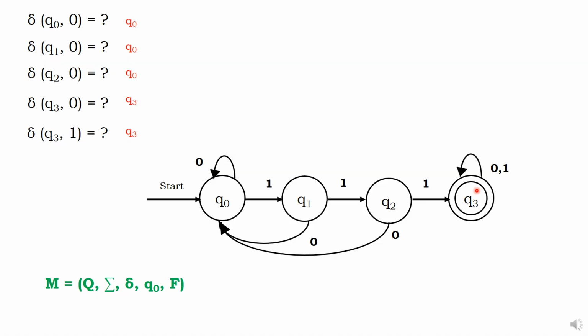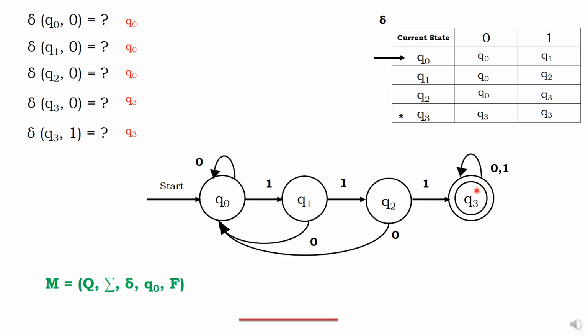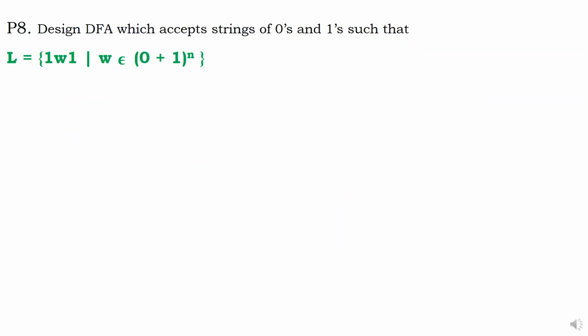Machine equations, ready. Transition functions, you can just fill it. Starting point is Q0, ending point is Q3. Go ahead. Q0, 0 is Q0, ready. Q0, 1 is Q1, ready. Like that we can continue. Let us see the last problem for this particular video.